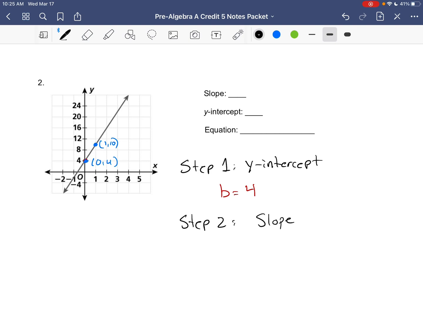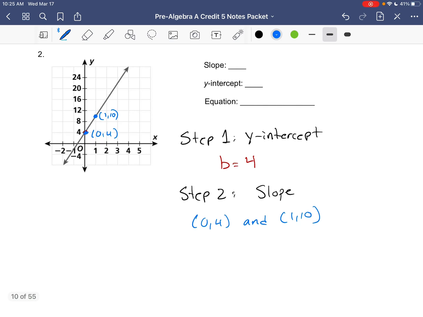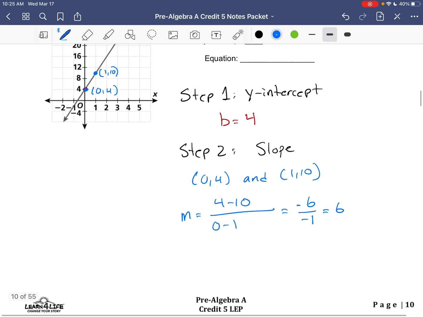It's to find the slope using these 2 points, 0, 4, and 1, 10. So what I'm going to do is subtract the y's on top, 4 minus 10, and then subtract the x's on the bottom, 0 minus 1. 4 minus 10 gives me negative 6. 0 minus 1 gives me negative 1. And that would give me a positive 6. So m would equal 6.